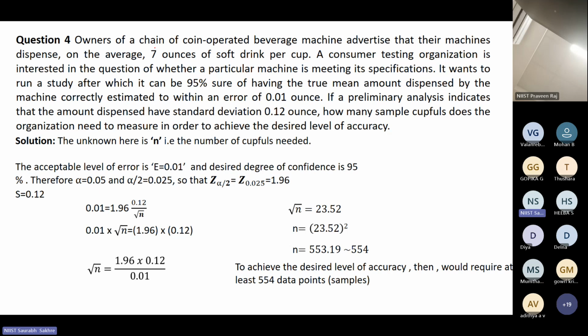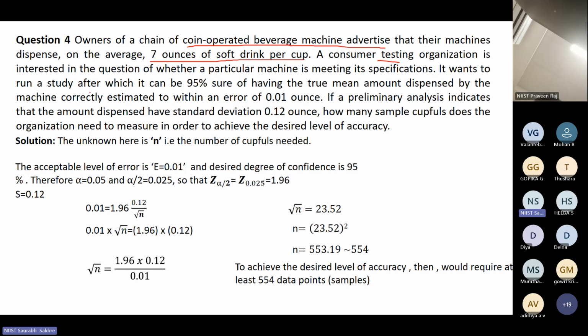The owners of a chain of coin-operated beverage machines advertise that their machines dispense, on the average, 7 ounces of soft drink per cup. In foreign countries, from the last 30-40 years itself, they have automatic vending machines. So this is related to that only. A consumer testing organization is interested in the question of whether a particular machine is meeting its specification. They have some specifications.